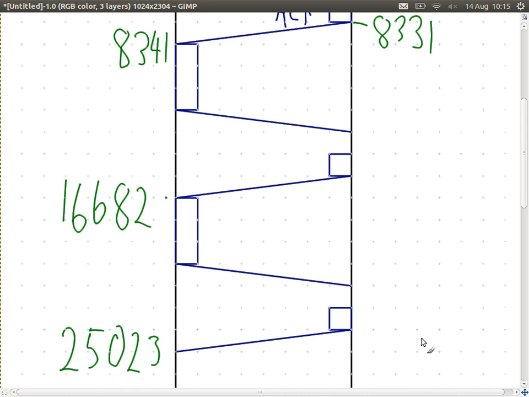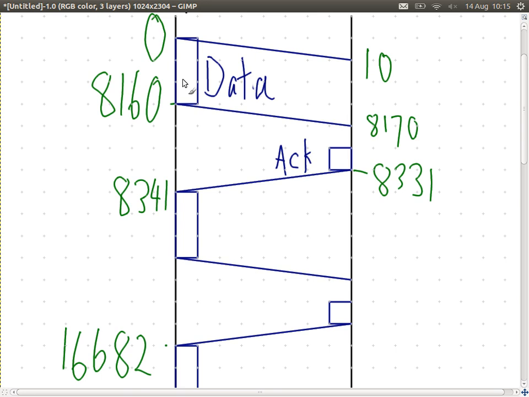we had three data frames, we get exactly the same as frame 1. The frames are the same size, propagation delay is the same. So in this example, for the first data frame, data, propagation, processing, ACK, propagation took 8341 microseconds, from 0 to 8341. And in the second data frame, between this time and here, is also 8341, because everything's the same. And in the third one, from here to here, is also 8341. For each data frame, to get the data frame there and the ACK back, it takes 8341 microseconds.